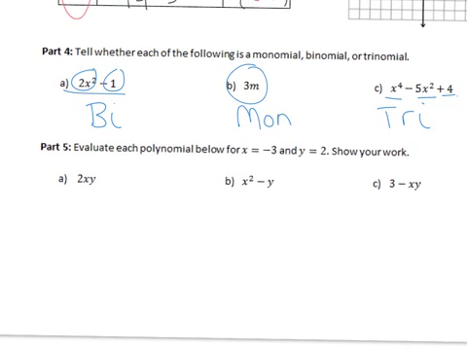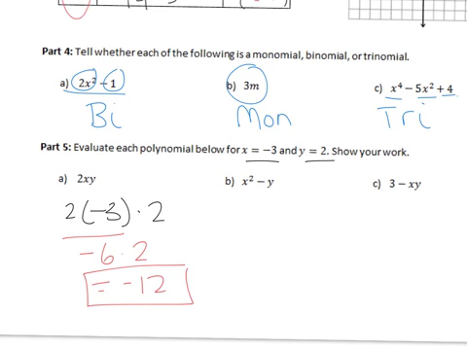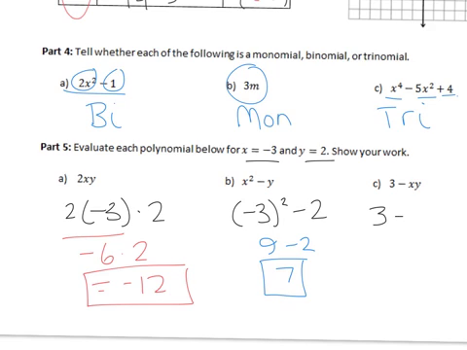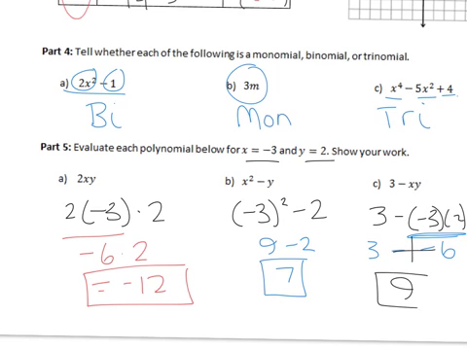And then we're going to evaluate. So we're going to plug in 2: parentheses negative 3 times 2. So negative 6 times 2 is negative 12. Negative 3 squared minus 2. Negative 3 squared is a positive 9. 9 minus 2 is 7. 3 minus negative 3 times 2. Do negative 3 times 2 first, which is negative 6. This is going to be a negative, and this is going to be a negative. 2 negatives make a positive, so it's 9.